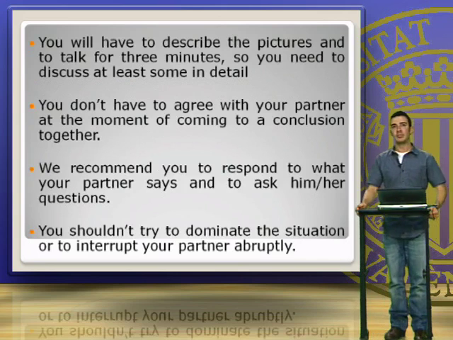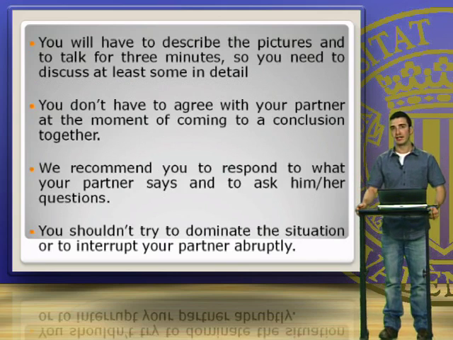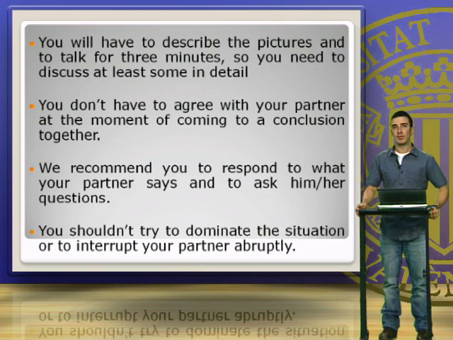Your task will be to describe the pictures and to talk for 3 minutes, so you need to discuss at least some of the aspects in detail. You don't have to agree with your partner at the moment of coming to a conclusion together. It's something you are supposed to do, but it's not compulsory.